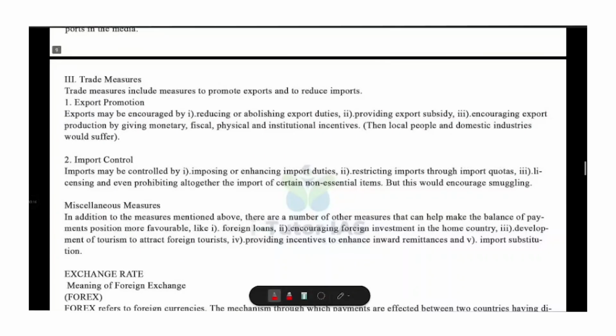Now what about trade measures? These involve regulating imports and exports. Examples include export promotion and import control. Export promotion means abolishing or reducing duties on exports, and giving export subsidies or incentives to encourage domestic goods being sold abroad. And what about import control? Imposing import duties, quotas or prohibition to reduce imports and conserve foreign exchange. So it is called import control.